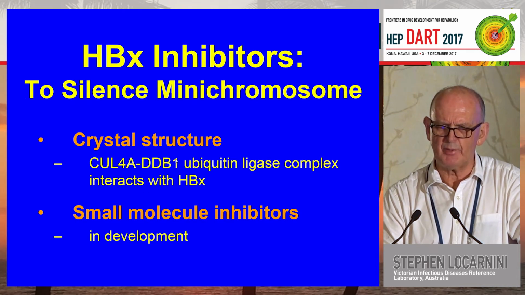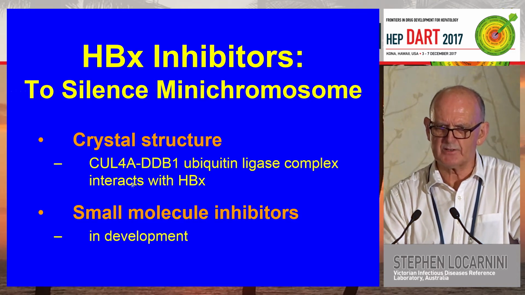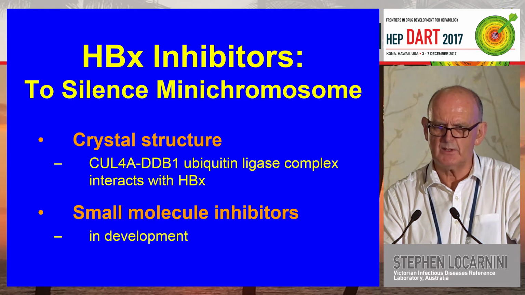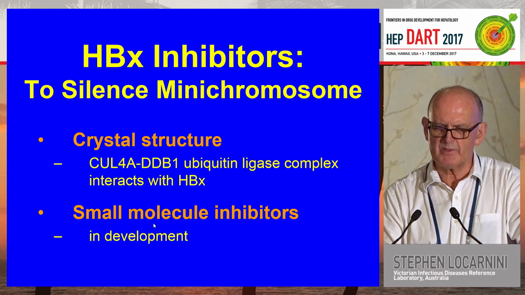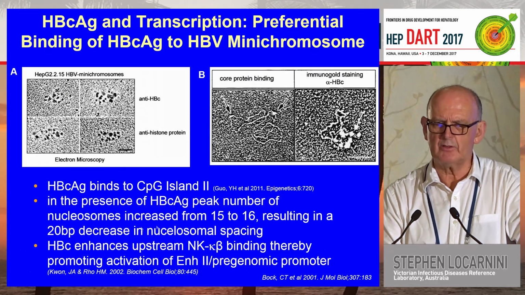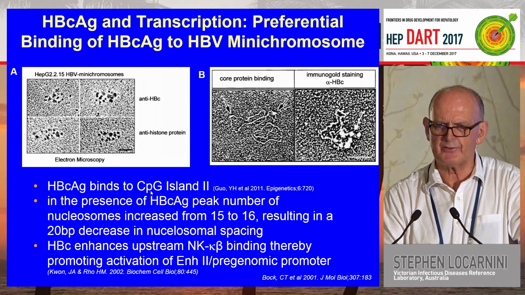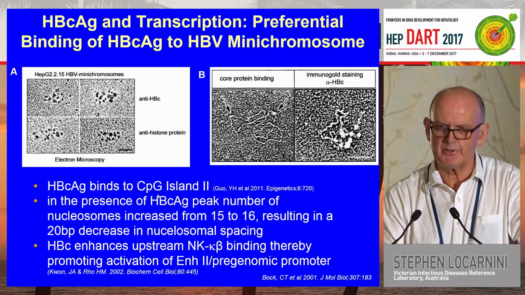The crystal structure, or part of the crystal structure, of X is known, and also the DDB1 ubiquitin ligase complex. So this interaction between HBx and DDB1 can be studied, and obviously people are looking at small molecule inhibitor screening. Obviously X as a target is a very important one. As I said, as part of the structure, the core protein is also a key component of the viral minichromosome. And it seems to bind with some specificity to this upstream CpG island number 2.